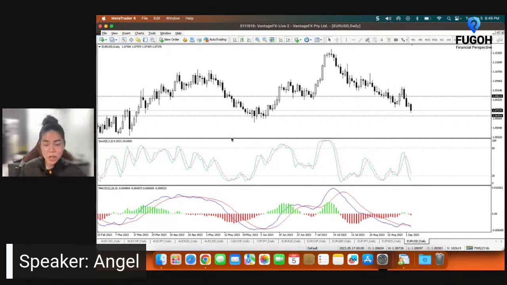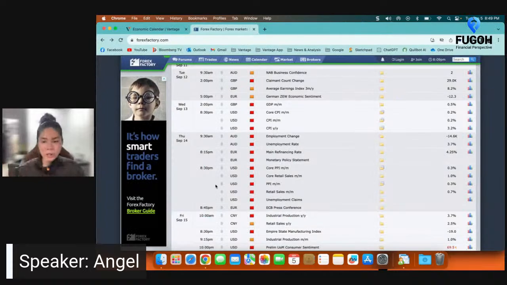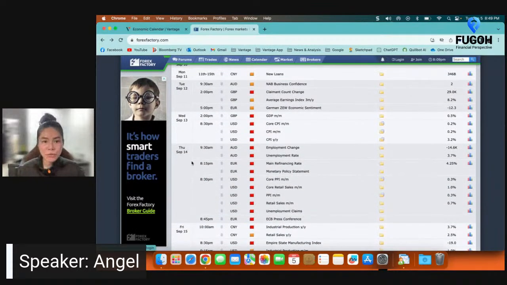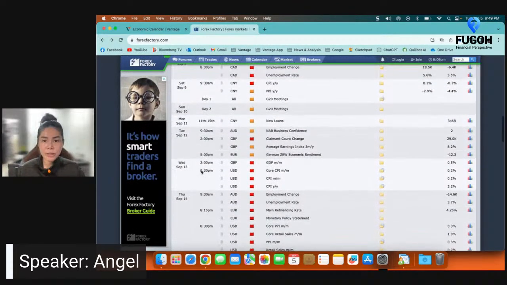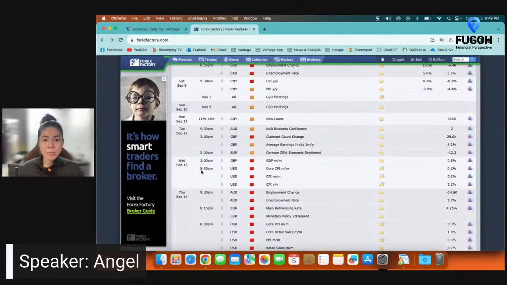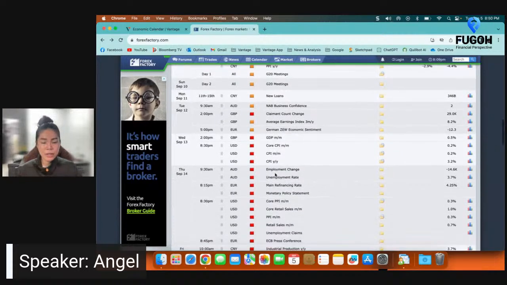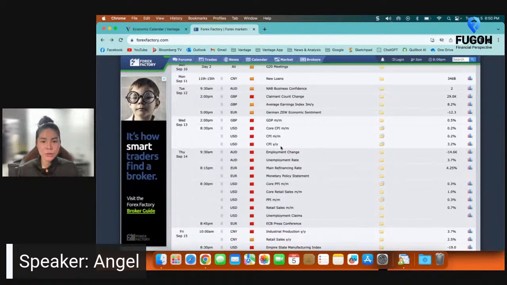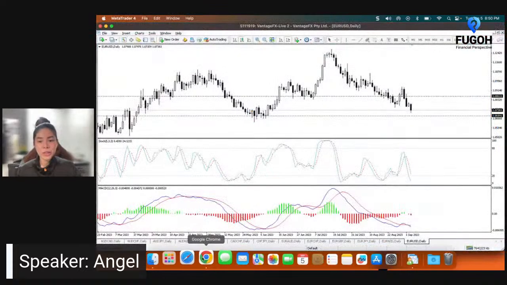But if you have any Euro USD trade, I suggest that you close it before September 13. So before Tuesday next week, you should close it. Otherwise, you will be very much vulnerable to the US CPI and European monetary policy.